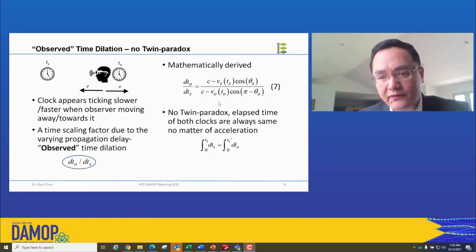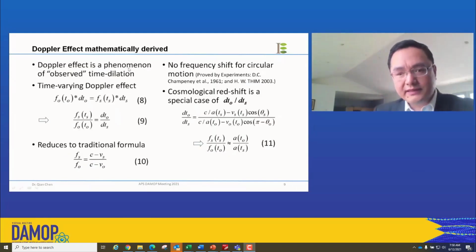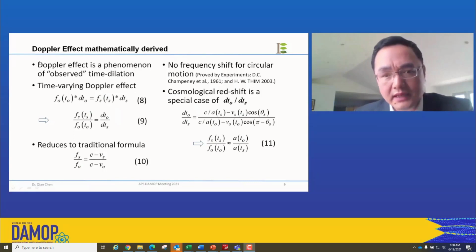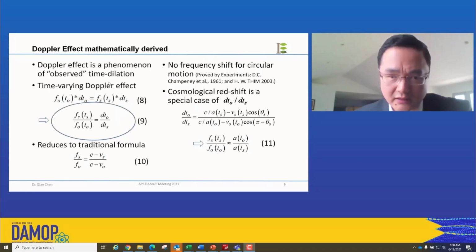And based on this formula, there's no twin paradox. So the elapsed time of both clocks is always the same. It doesn't matter if there's acceleration or not. And as an application of this observed time dilation, the Doppler effect is simply a phenomenon of this observed time dilation. As you can see, the Doppler effect formula is equal to this DTO divided by DTS, and it will reduce to the traditional formula.